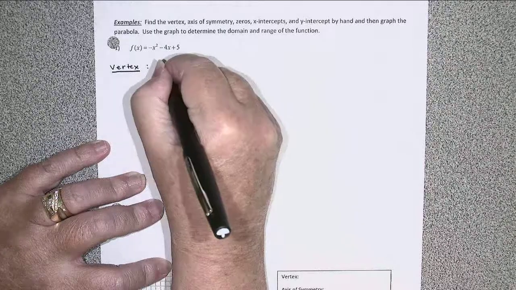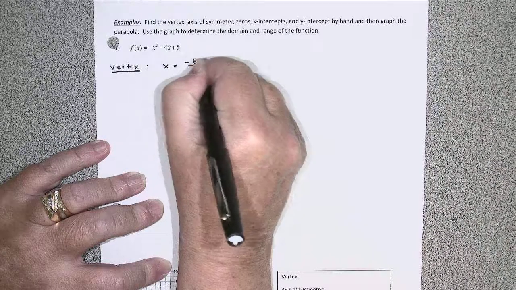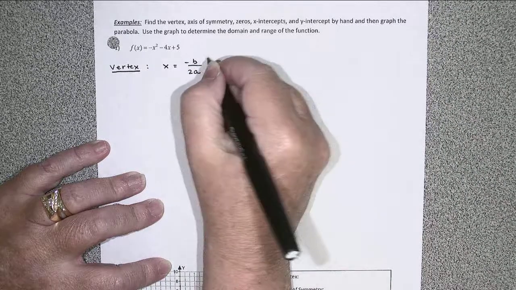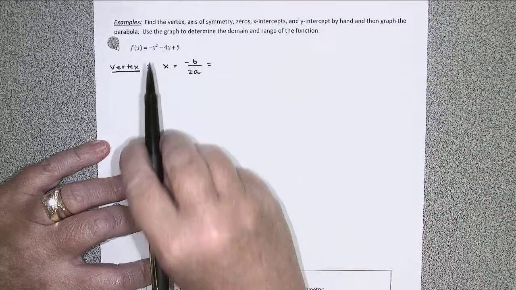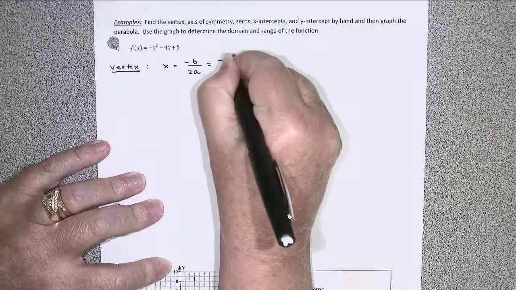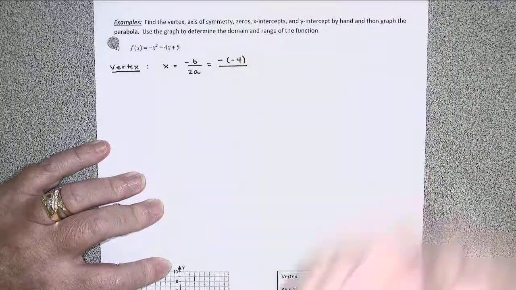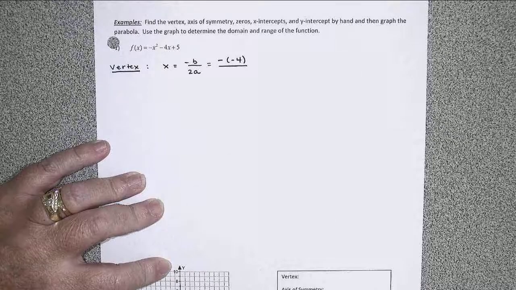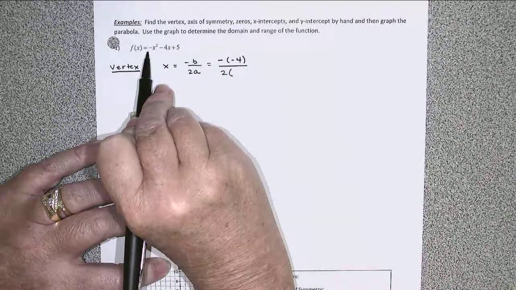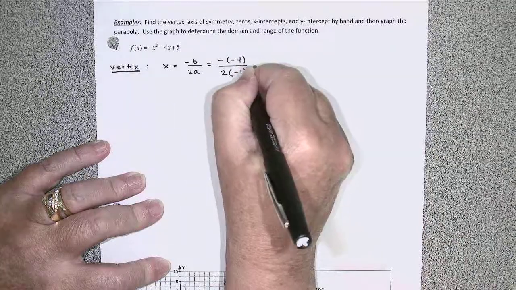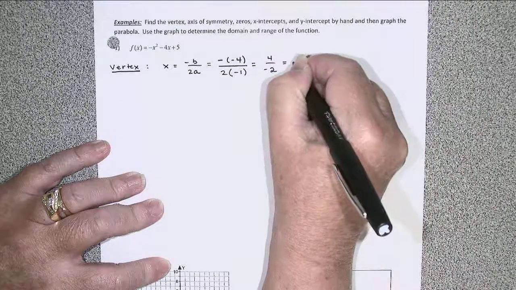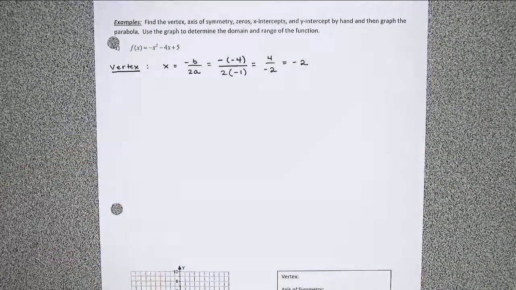All right, so in this case, I want to start with my vertex. And we're going to use that formula that we just talked about. The x value for the vertex, x equals minus b over 2a. In this particular case, b itself is negative 4, so I would have minus a negative 4, or really just a positive 4, of course. Divide that by 2 times a. Our a is actually negative 1. So I end up with positive 4 divided by negative 2, and the x value of my vertex is negative 2.